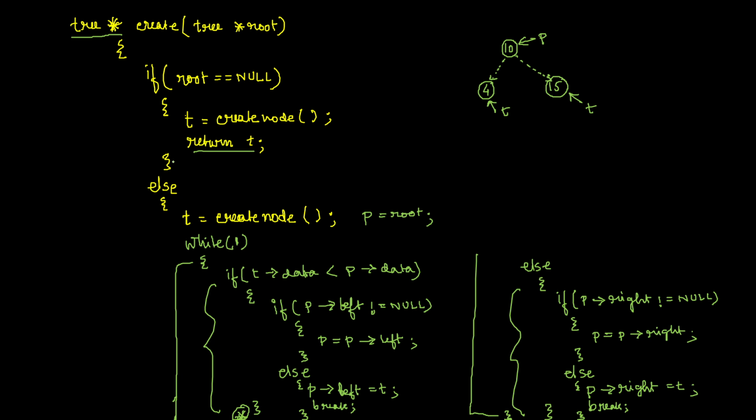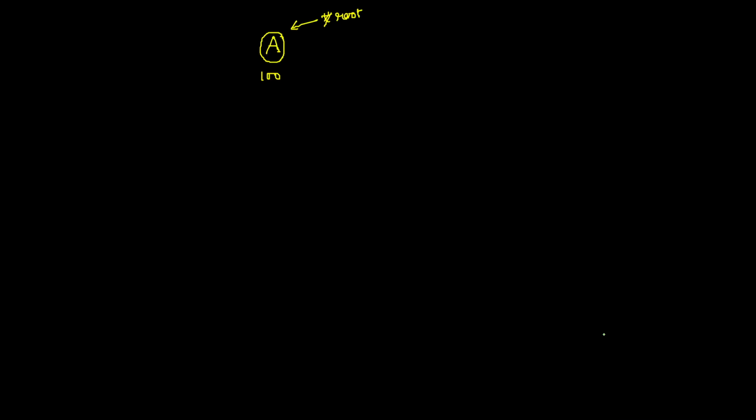By the way, one thing is still not possible to write in this small blackboard, that is, you must return something in the else part also. If I ignore the while statements and all, the structure of the function will look something like this: some tree pointer create, and tree pointer root.